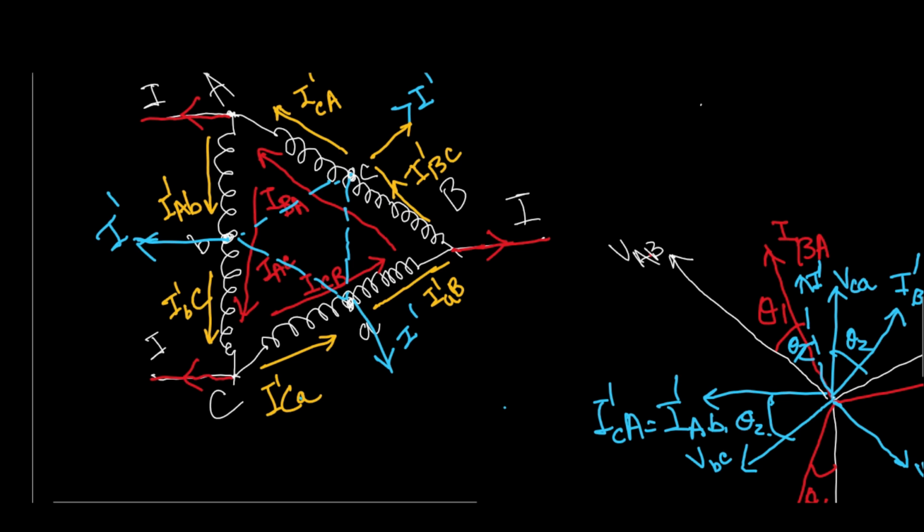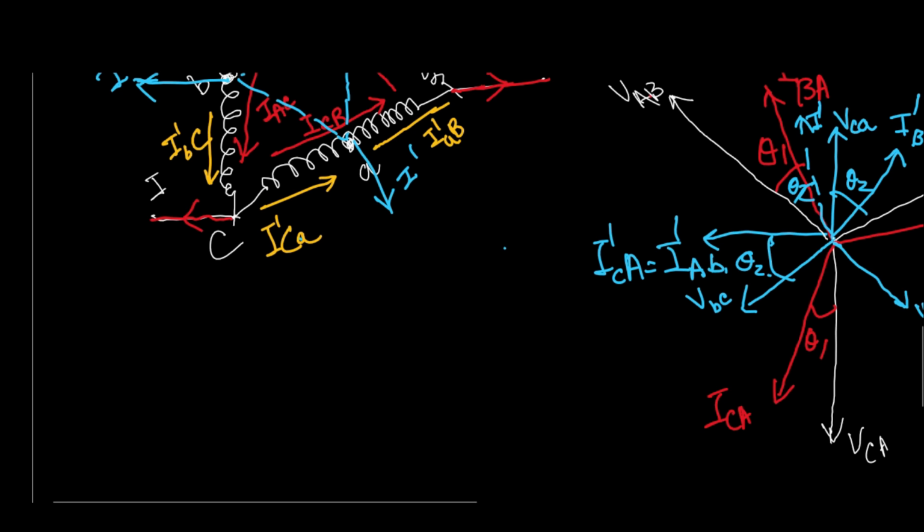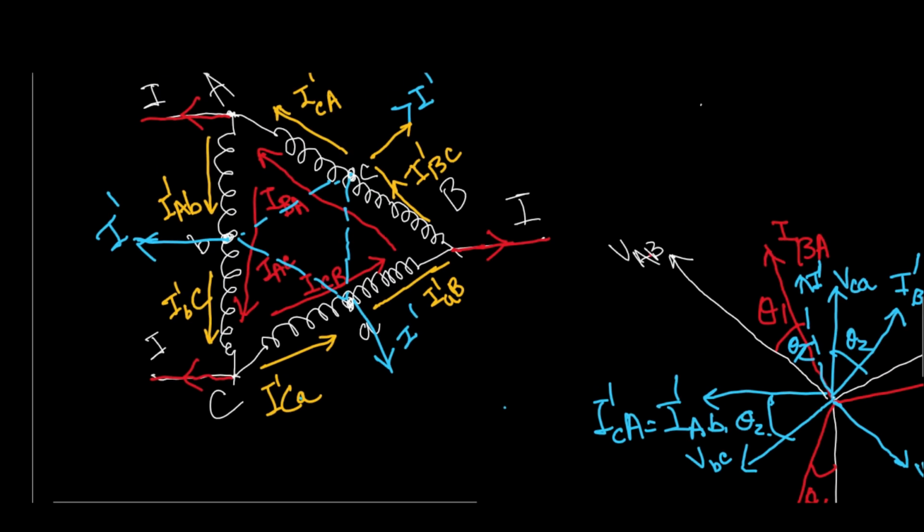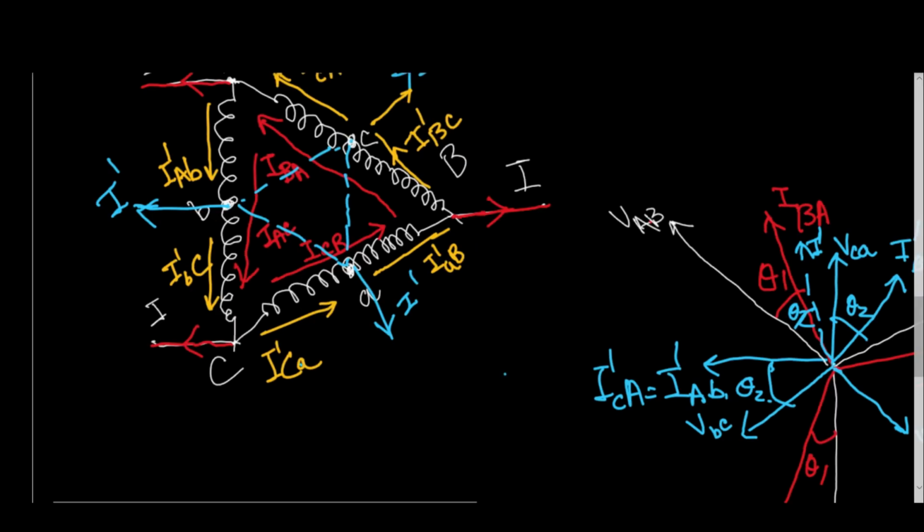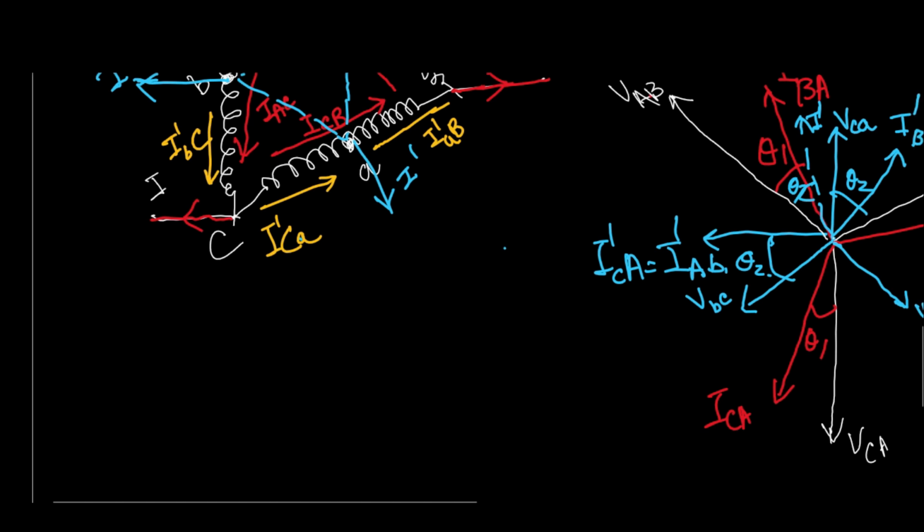VCA is the phasor for I dash CA. Now you may ask me, what is the logic behind drawing this VCA here? So sorry, it is VAC. We have to then we can find it out. Like here you can see it is the phasor of VAC. Sorry, VCA, right?